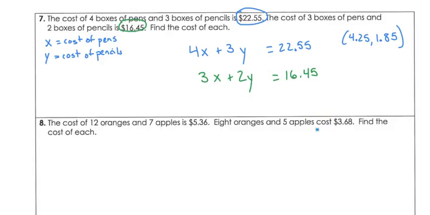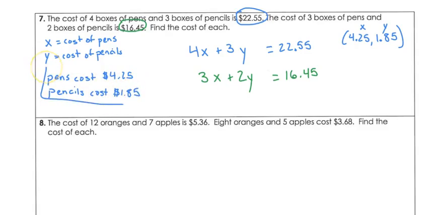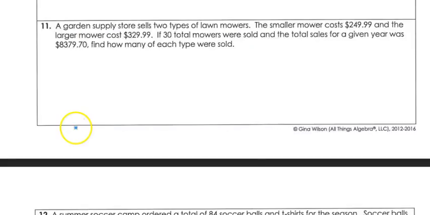But because it's a word problem, we need to put this in context. So remember, ordered pairs are always x, y. So that means pens cost $4.25, because that is my x, and pencils cost $1.85, because that is my y. And that would be how we would write our final answer in context. What are they asking us to find? I'm going to skip down to number 11.